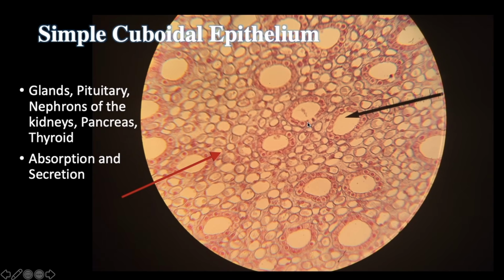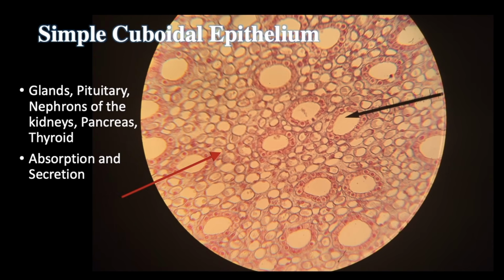Where do you find simple cuboidal? Well, the glands. All of our glands are made out of cuboidal. If you see, these are all oriented in a circle. That's because we've taken a cross section of a tube of a gland. Glands are just made out of tubes. And so this is an example. This could be the pituitary, for example, or nephrons, or it could be the pancreas, or even the thyroid. And so what is the function? Well, what do glands do?